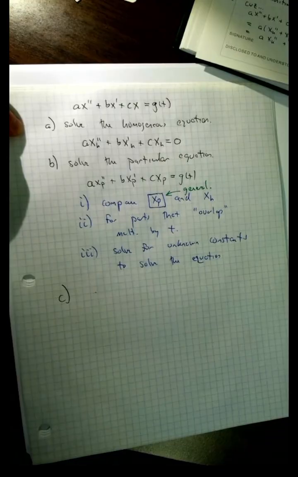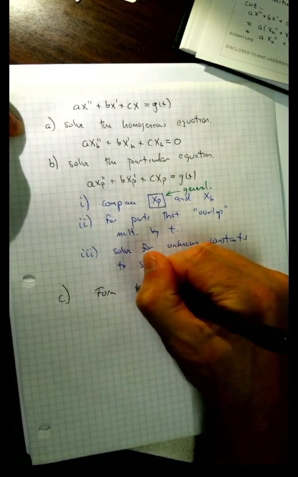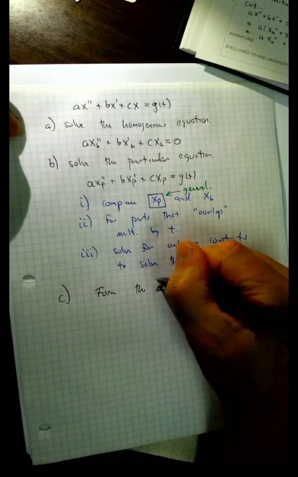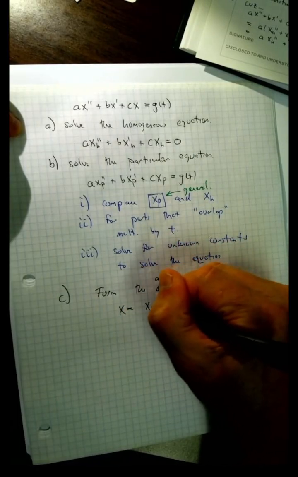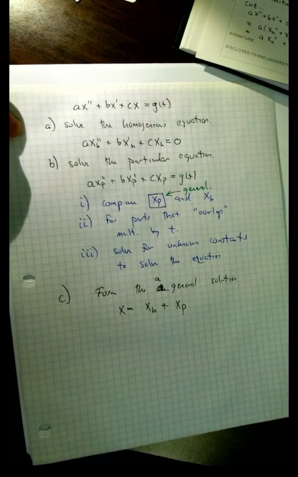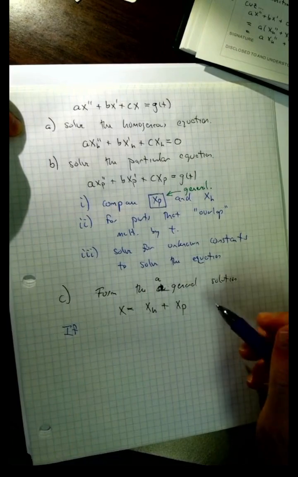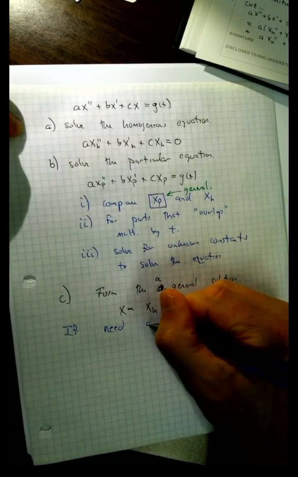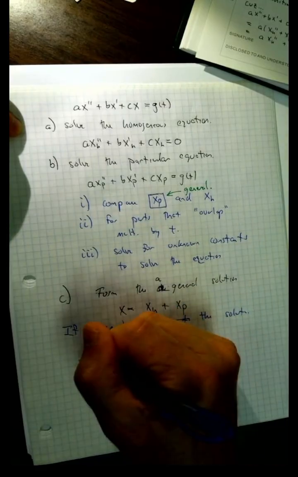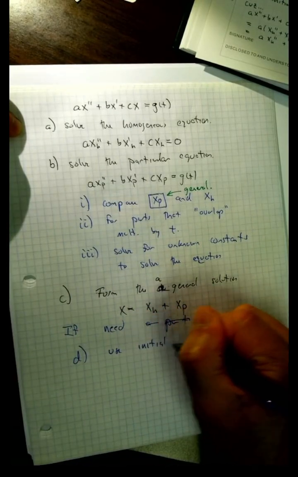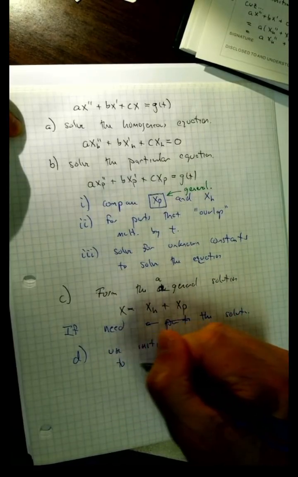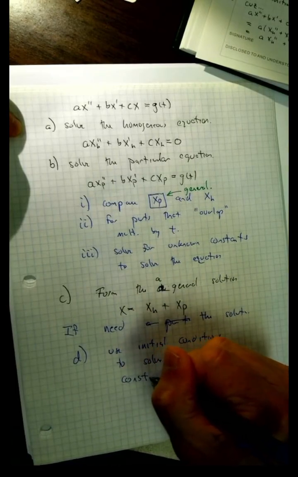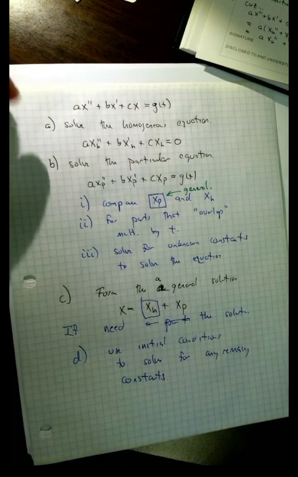After we've done that, we're going to form a general solution. That's the last step. We're going to form a general solution, and that's going to be the sum of the homogeneous and the particular. If we're just asked to get a general solution, then we stop. If we need the specific solution, then we're going to use initial conditions to solve for any remaining constants. And those remaining constants are going to come from the homogeneous equation.